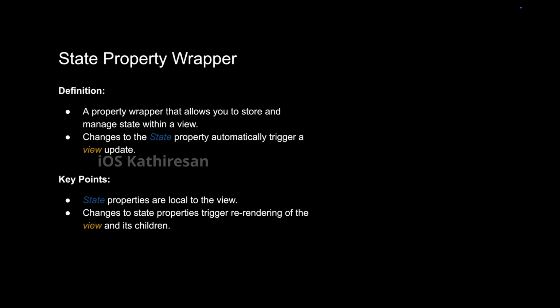Here the property wrapper allows the user to store and manage the state within a view. Okay, changes to the state property will automatically trigger view updates. Key points are that state properties are only local to the view, and changes to the state property trigger re-rendering of the view and its child views.